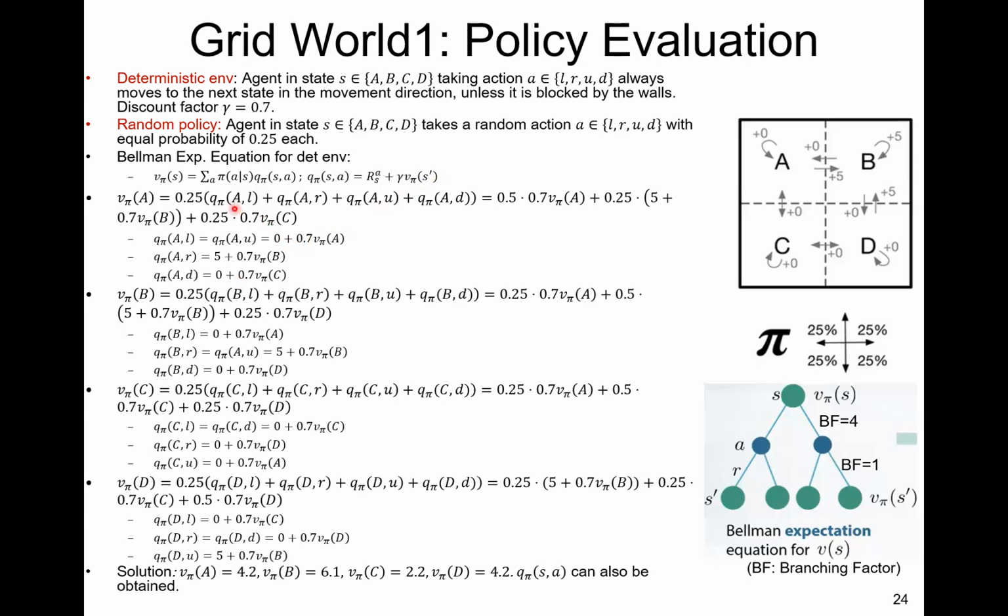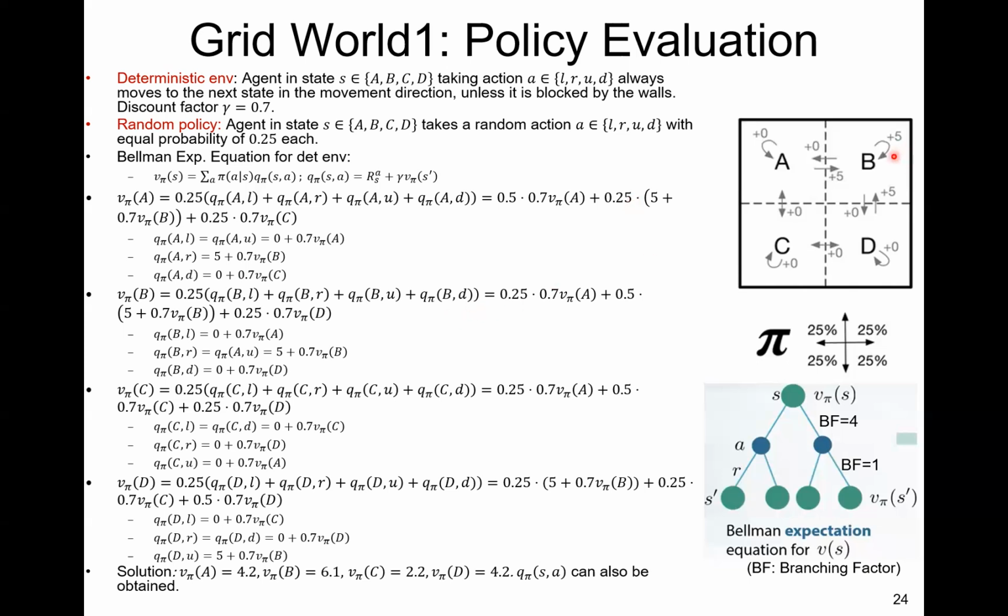And if you plug these Q pi's into the V, you get this expression here. V pi A is equal to this term for the left action, this term is a combination of the left and the up actions, and then this term is for the right action with the reward of 5. This term is for the down action. This is how you get the equation for V pi A expressed in terms of V pi A, V pi B, and V pi C.